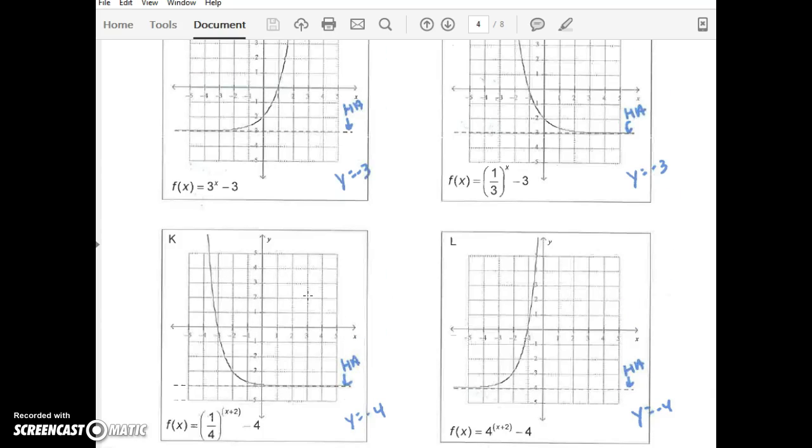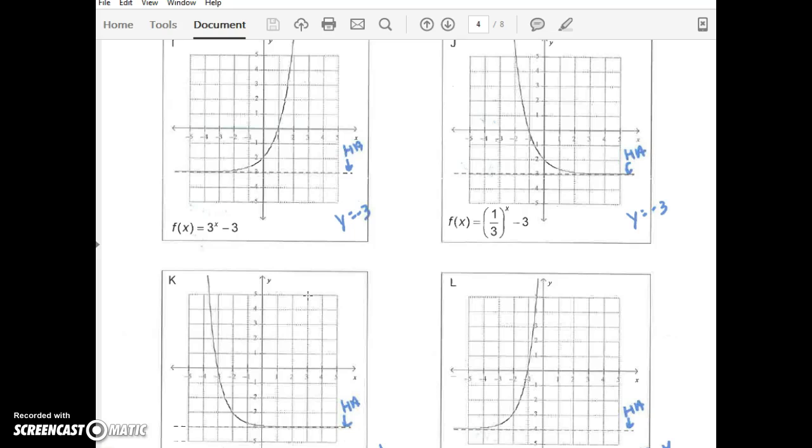You may have noticed that most of them, A was a very tricky one because the dotted line didn't show up. But most of these graphs do have dotted lines. These dotted lines are what are called horizontal asymptotes. And effectively what's happening here is this graph is going to get really, really close to an output of -3. It doesn't actually get there, but it gets really darn close.